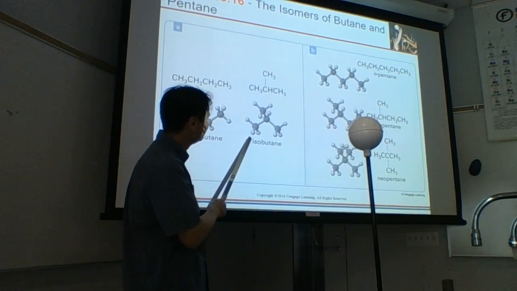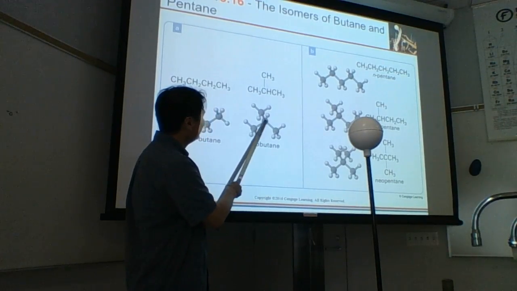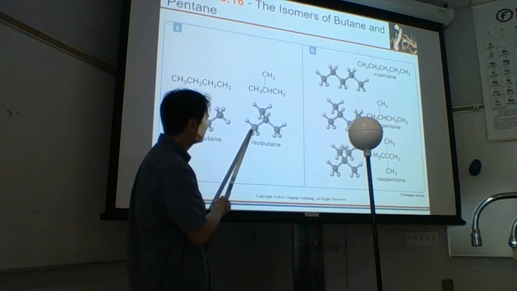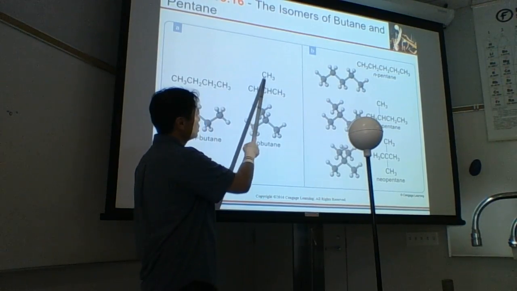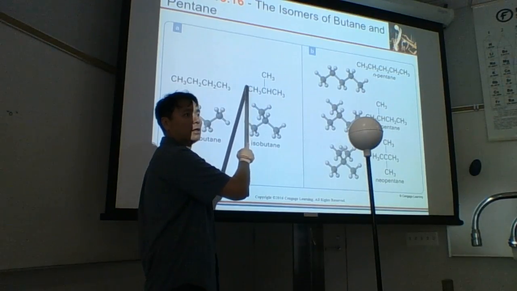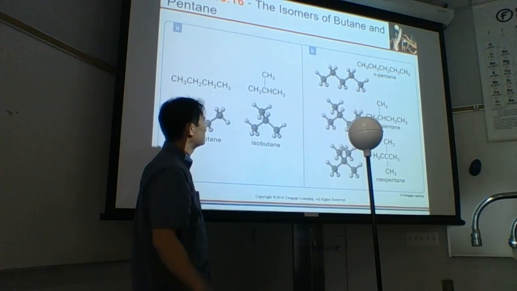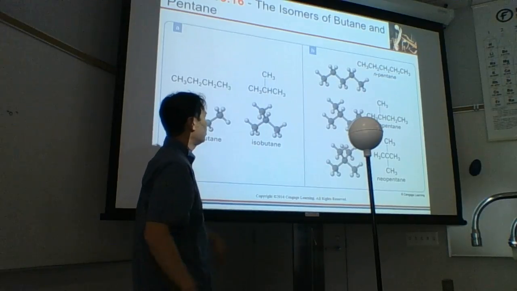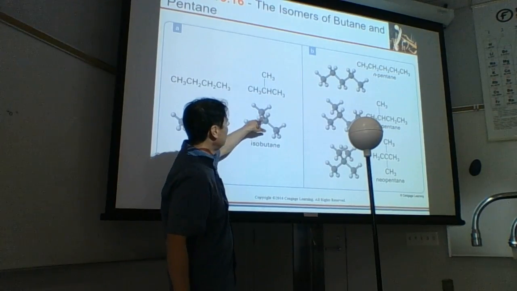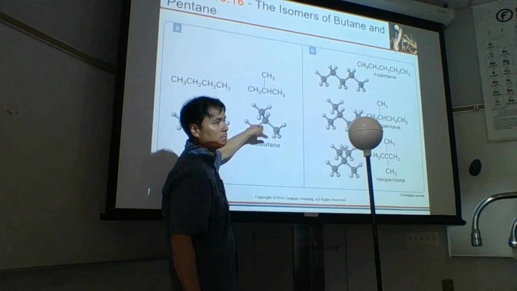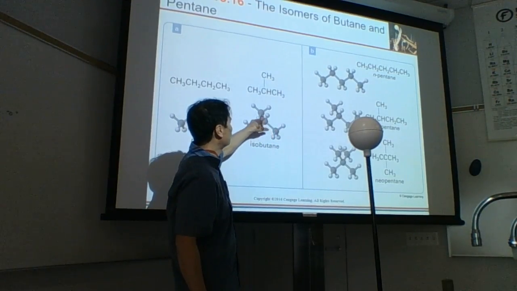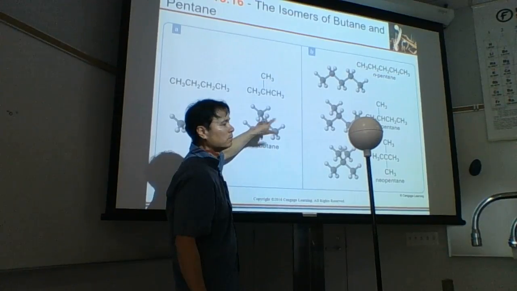How many carbons? 4, but this is different. This one is called isobutane. Iso means it has this little fishtail. So isobutane has this little fishtail here, or we call this 2-methylpropane. We do a 3-carbon chain and then throw a 1-carbon unit on there.